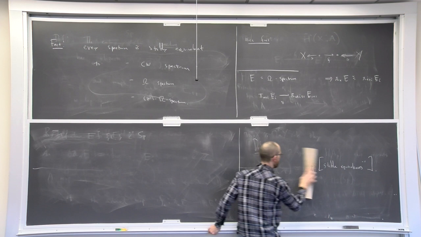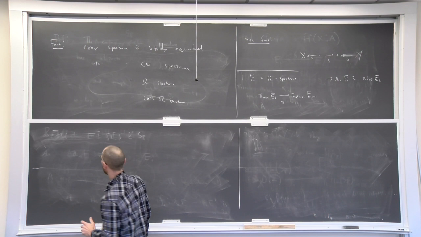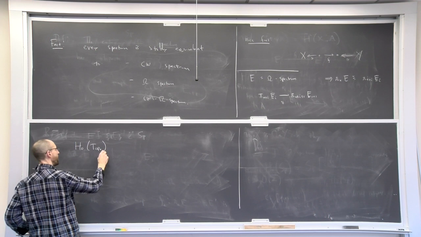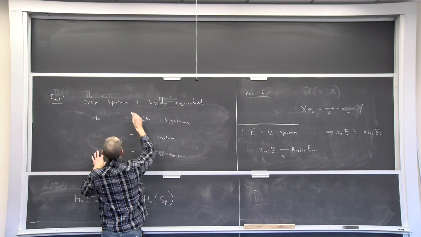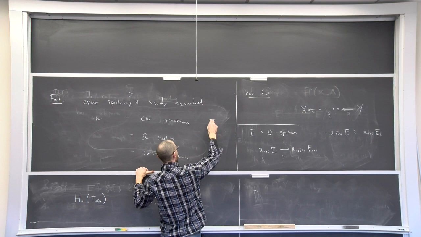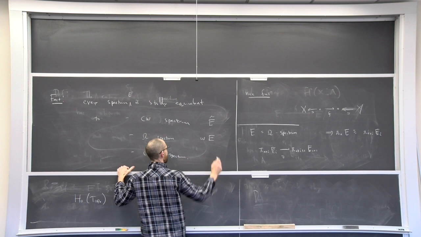Okay, now I want to talk about two functors. I have the homotopy category of pointed topological spaces, and I have the homotopy category of spectra. Let me introduce a bit of notation here. If I have a spectrum E, maybe I'll refer to a CW spectrum that approximates it as E twiddle, and an omega spectrum that approximates it as ΩE, okay?